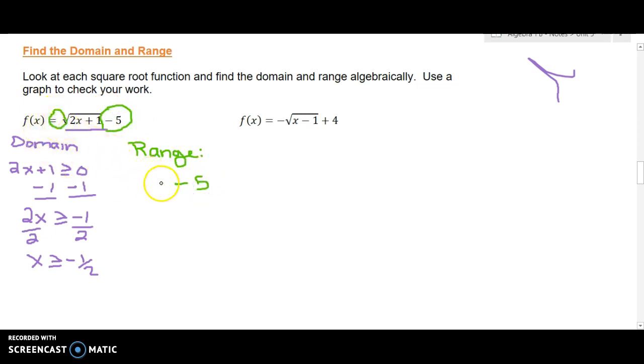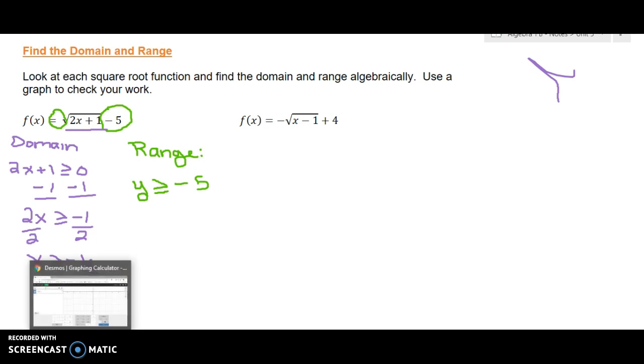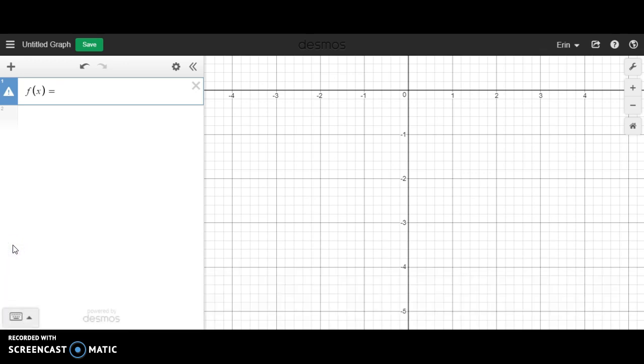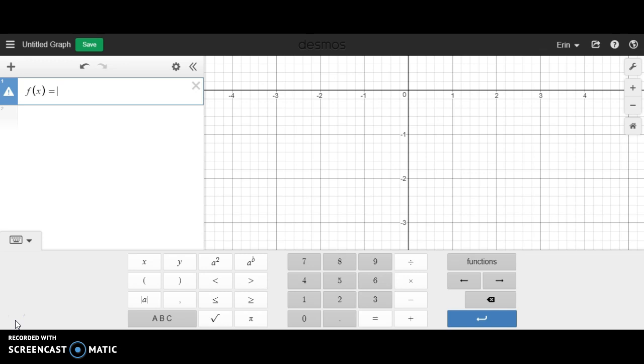It's positive, so when it's positive, we say that y is greater than or equal to negative 5. Now let's take a look at the graph of this function to see if we did it correctly. So we're going to flip over to Desmos, and in Desmos, there are two ways to make the square root function. You can press the keyboard down here and get the square root or the radical there, or if you type the letters SQRT, it makes a square root for you.